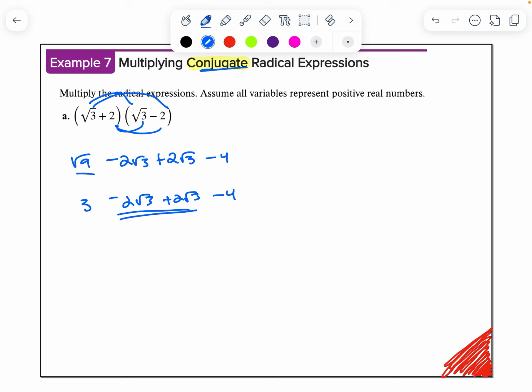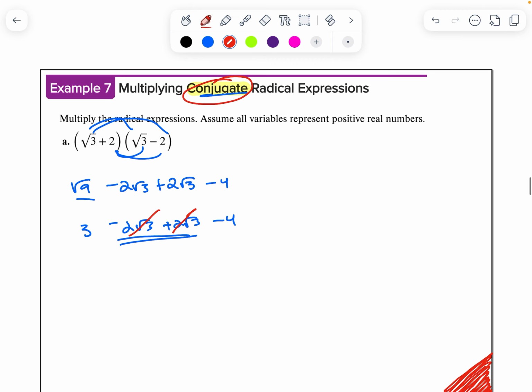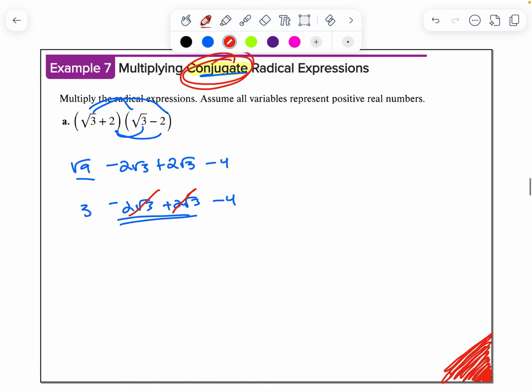These two items, notice that they're the same exact thing but opposite. We have a positive 2 square root of 3 and a negative 2 square root of 3. If I add those together, I will get 0 square root of 3. So those middle items actually cancel out. And that will happen every time you're multiplying conjugates. Every time you're multiplying conjugates, those middle items will cancel out. And then 3 minus 4 gives you negative 1.